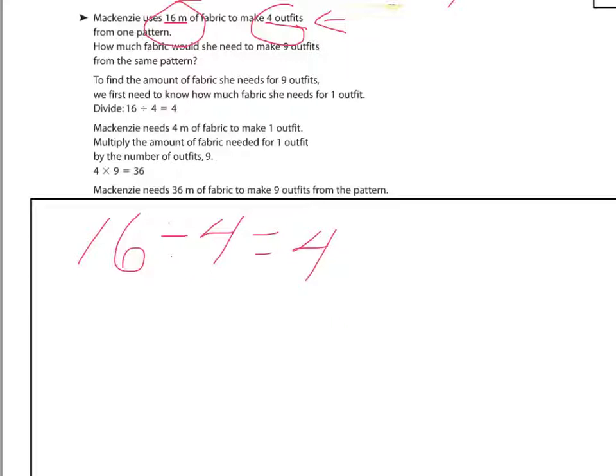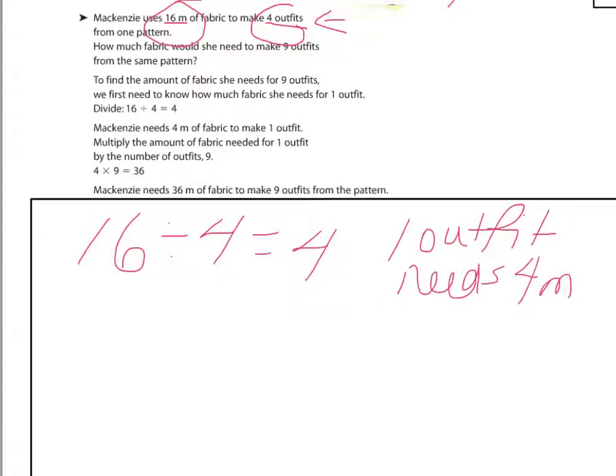So that means then 1 outfit needs 4 meters. Okay, let's go back and see if I've answered my question. How much fabric would she need to make 9 outfits? Oh, shucks. Nope, I've only figured out how much she needs for 1 outfit.